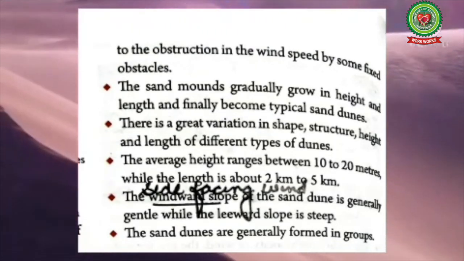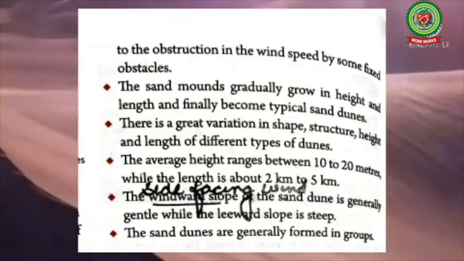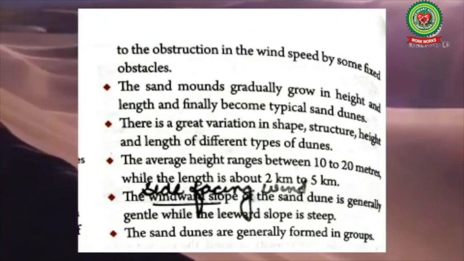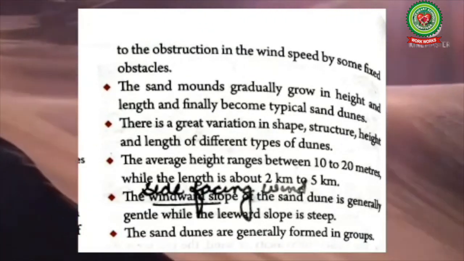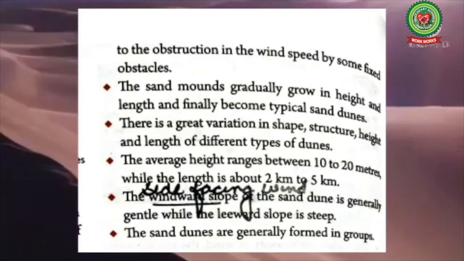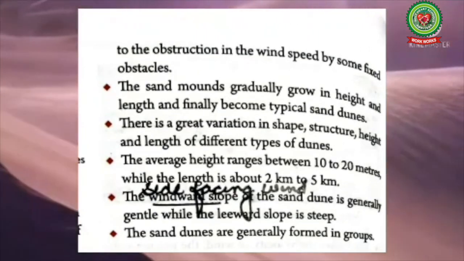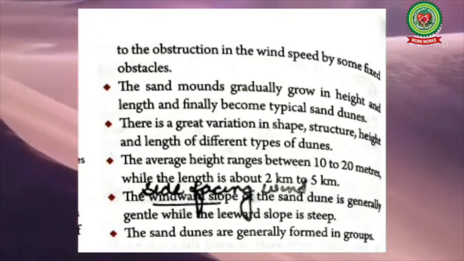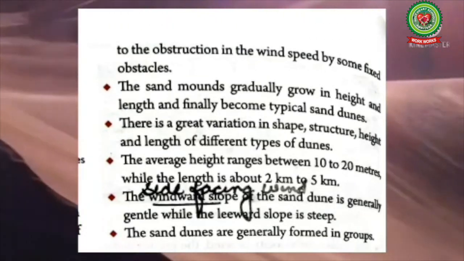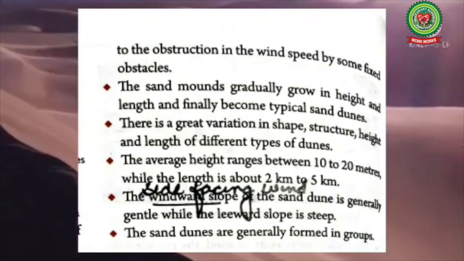There is a great variation in shape, structure, height and length of the different types of dunes. The average height ranges between 10 to 20 meters while the length is about 2 to 5 kilometers, and as we have already discussed, it may go up to 150 to 300 meters. The windward slope of the sand dune is generally gentle while the leeward slope is steep. The sand dunes are generally formed in groups.